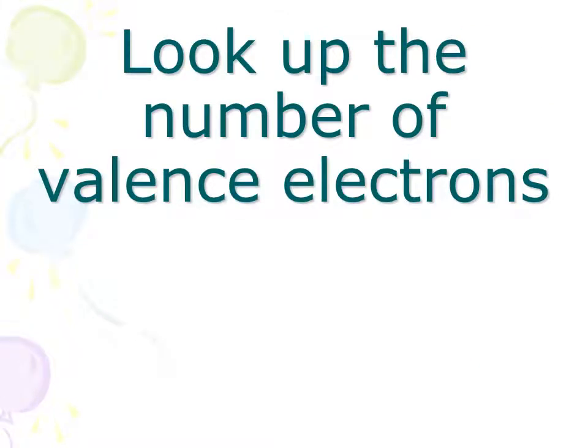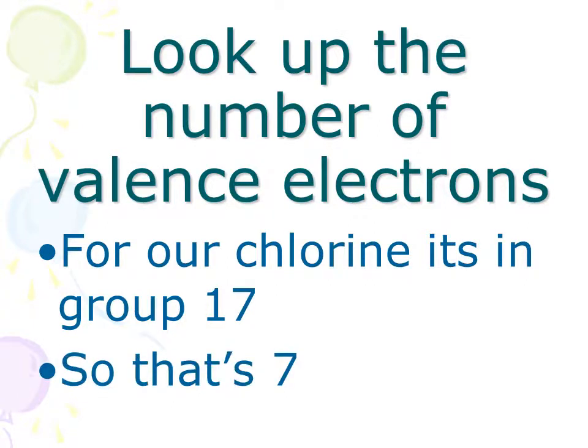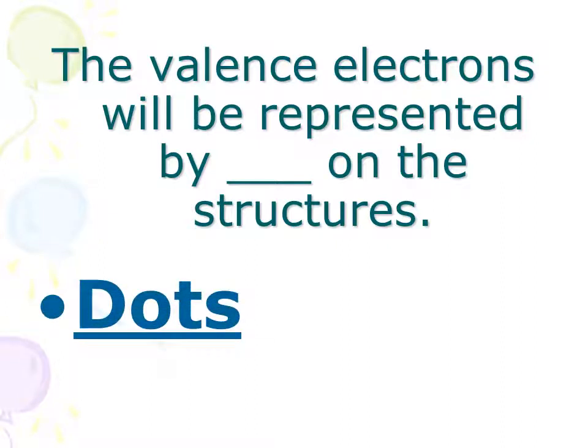Next, we want to look up the number of valence electrons that atom has. So for chlorine, it's in group 17. So remember, that's the last number. It has 7. The valence electrons are going to be represented by dots on the structure.